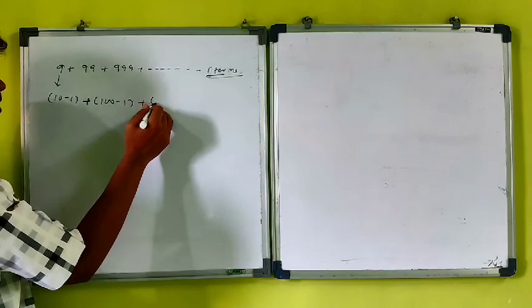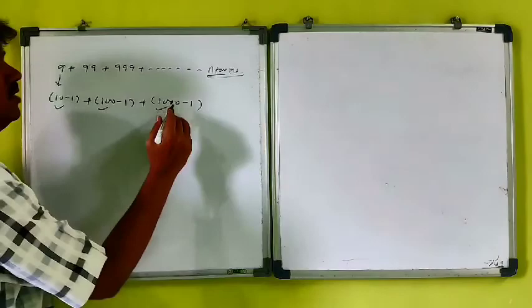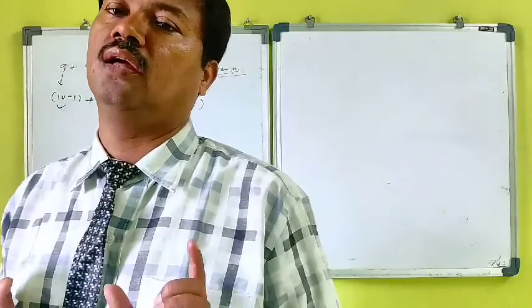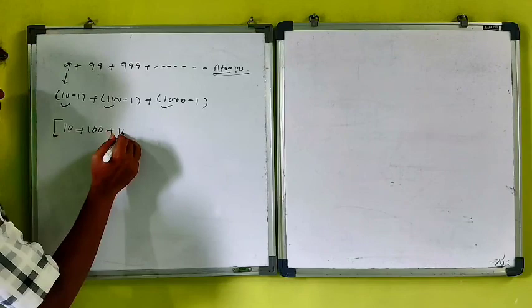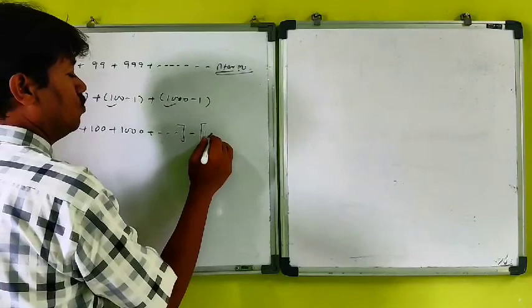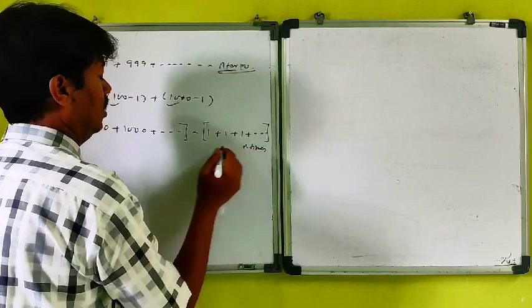Now if you observe this, 10, 100, 1000 are in geometric progression. So we take the geometric progression in one bracket, 10, 100, 1000, like this, and the 1, 1, 1 in another. How many times? 1 plus 1 plus 1 is n times, since there are n terms.